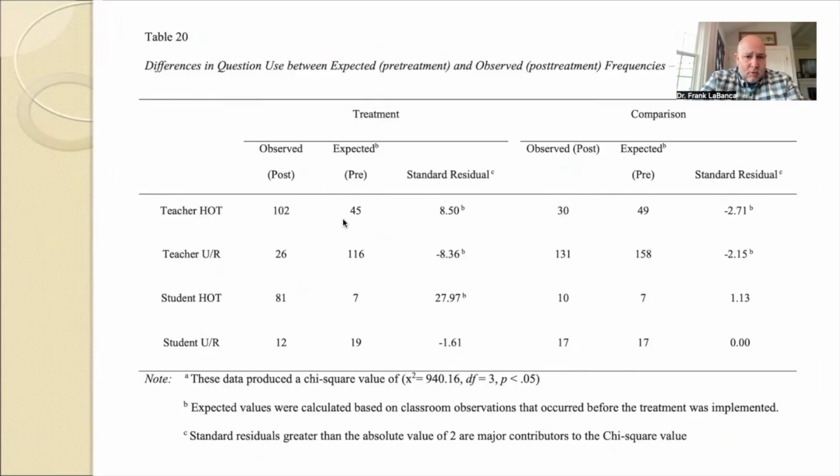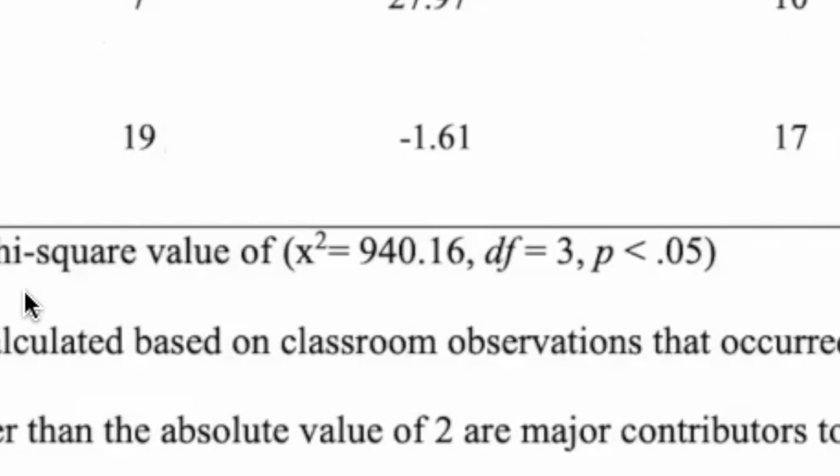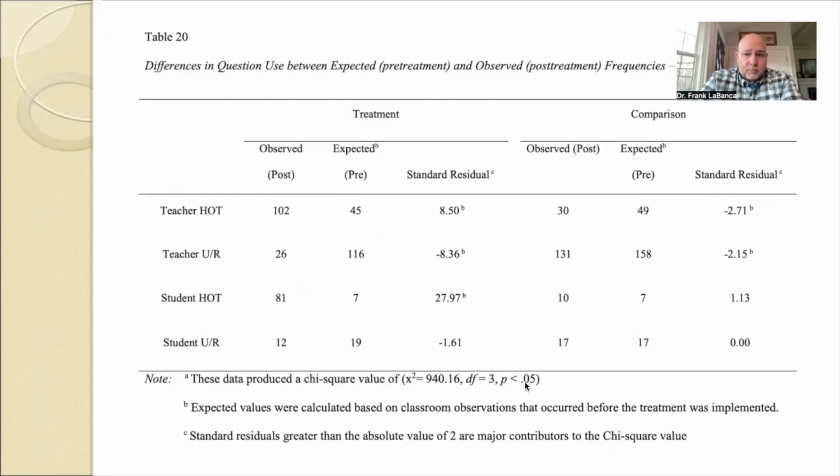The teachers in the treatment group increased questions in the post that were higher order thinking and decreased the amount of lower order thinking questions they asked. And then the same thing happened with the students, significantly more questions there and less questions there. The comparison group didn't see that kind of change. He reports the chi-square value of 940. I'll teach you how to calculate that separately, degrees of freedom, and there was statistical significance based on that information.